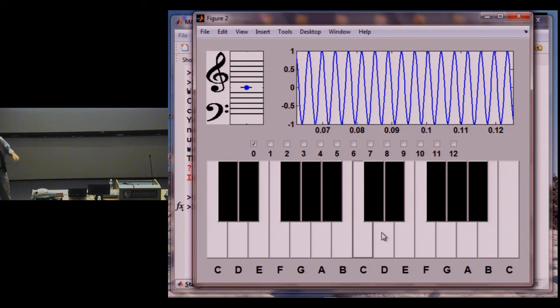Now, I'd love to be able to make this thing play chords, but you can't do 2 mouse clicks at once or 3 mouse clicks at once. I can't attach a MIDI keyboard to this thing because not everybody has a MIDI keyboard. So that's something I'm thinking about.